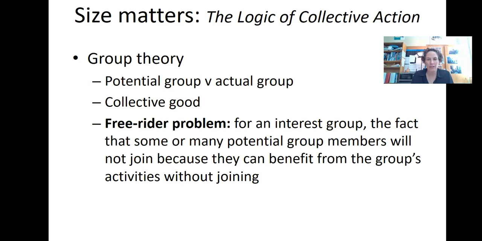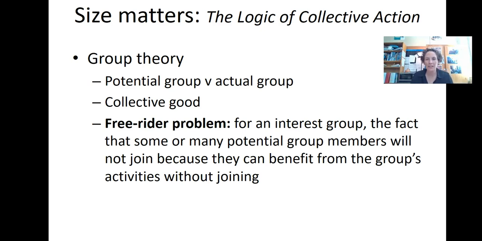Okay, and then you have the actual group. Those are the people who are members of the interest group. So let's think about the AFL-CIO. The AFL-CIO represents labor. Lots of people are low-wage workers. Lots of people. Not all of them are members of the AFL-CIO. Not all of them pay dues in that.